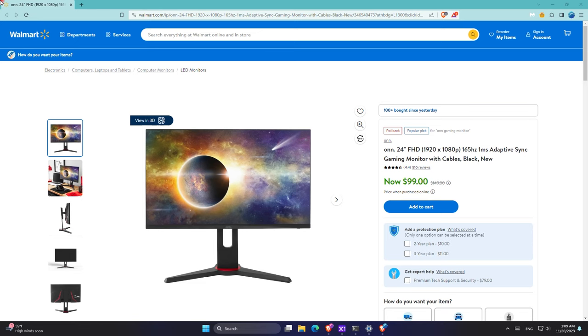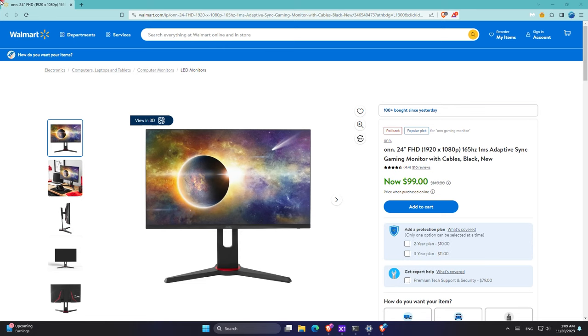To begin, let's talk about the price of the monitor we are reviewing today. It is an onn 24-inch FHD monitor, it is for gaming, and the price that I got it from Walmart is $99 before tax. This price is the rollback price, and the original price of this monitor was $149 before tax.